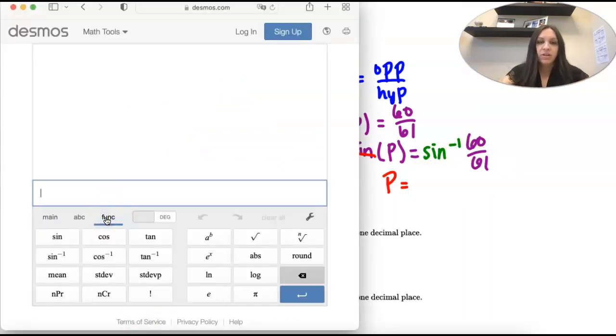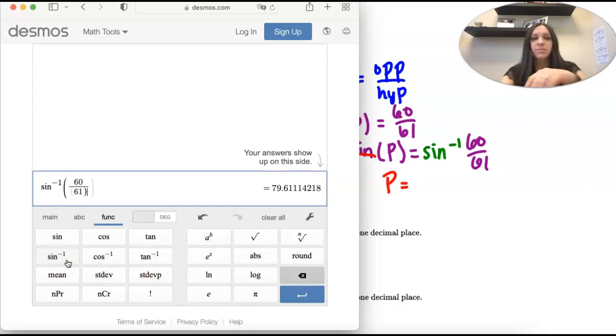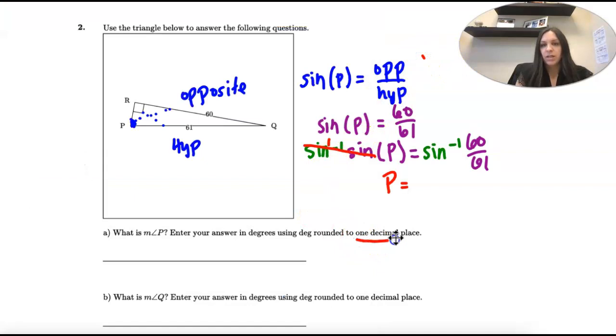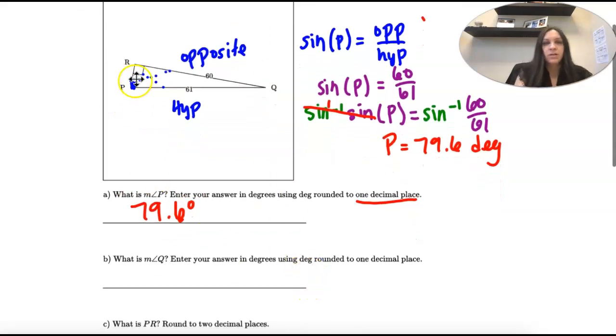So if you go to functions, there's the trig functions and there's the inverse trig. So sine inverse of 60 over 61 is 79.6. We're rounding to 1 decimal place, so 79.6. And then to get the degree, you're going to have to type in DEG. And that's angle P. So this angle is 79.6.